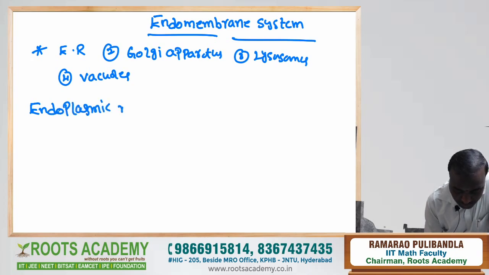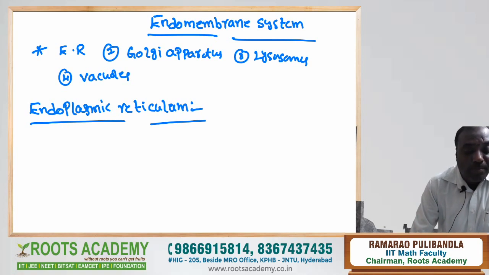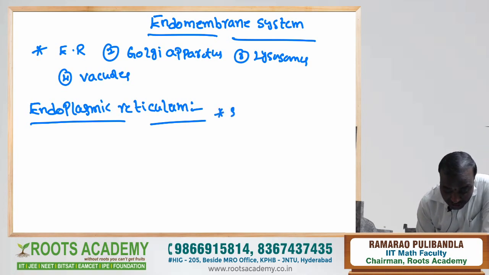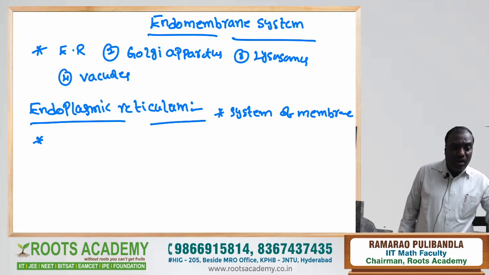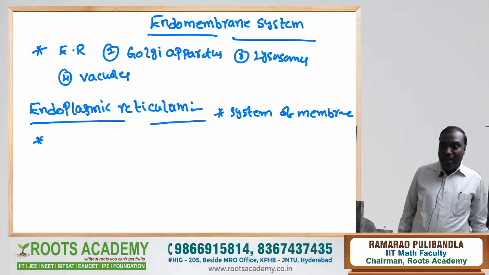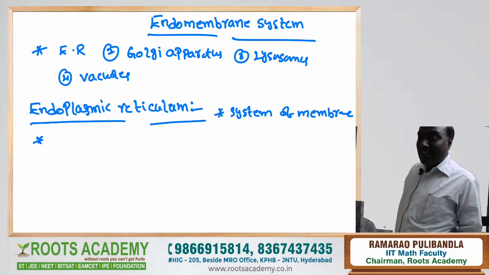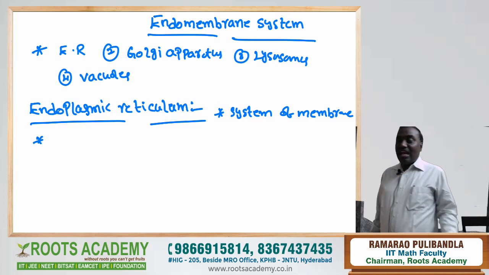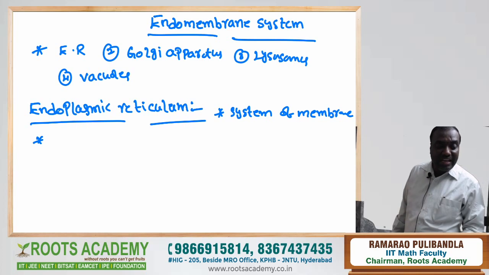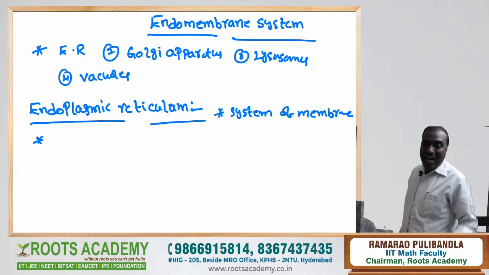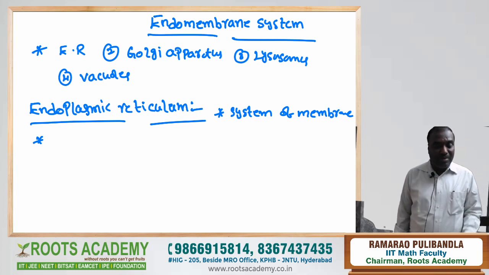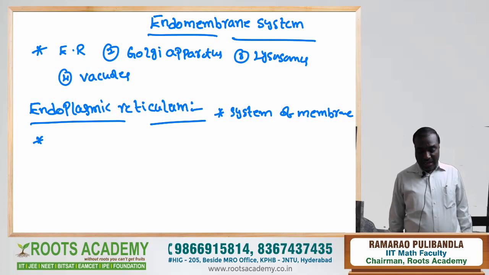Endoplasmic reticulum. Here, endoplasmic reticulum is considered as a system of membrane. Second one, here the cell organelles which arise from another cell organelle are part of the endomembrane system. Why? Because endoplasmic reticulum is involved in the synthesis of Golgi apparatus, lysosomes, like that. So endoplasmic reticulum is a cell organelle which is responsible for the production of other cell organelles.